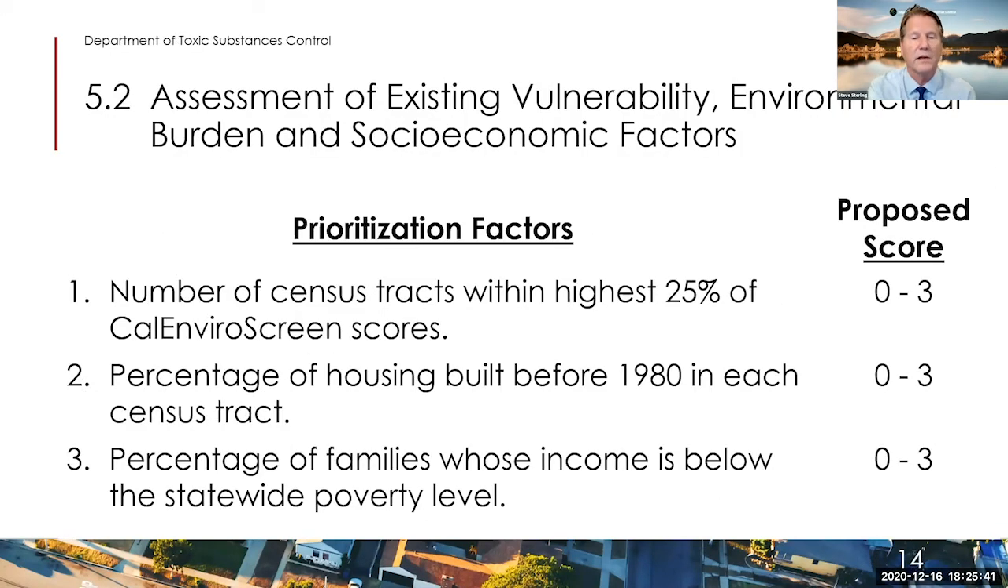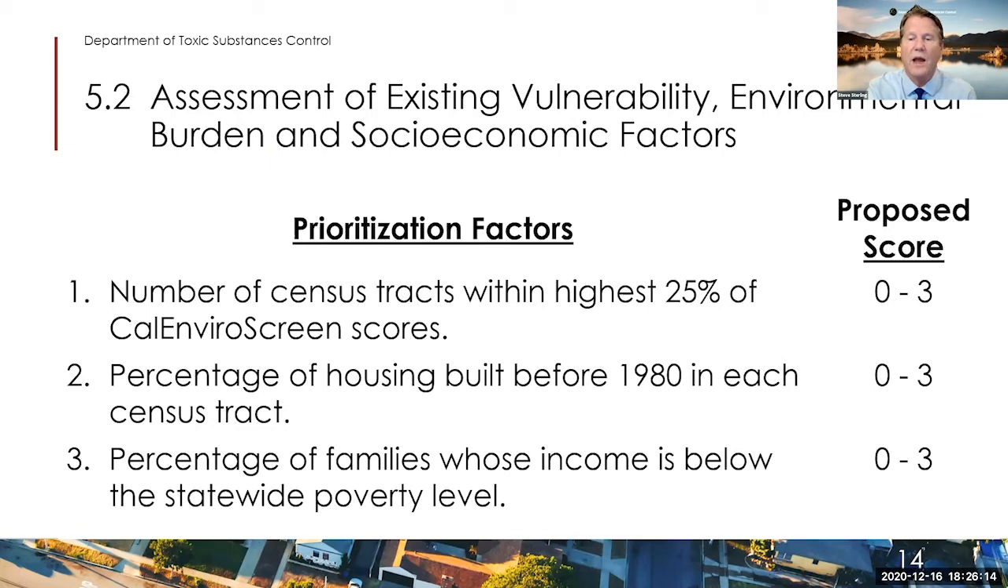Now on slide 14, we will describe the second category of prioritization factors considered in our scoring process. This category involves the assessment of existing vulnerability, environmental burden, and social and economic factors. The first factor in this category is the number of census tracts with higher CalEnviroScreen scores located within 1/4 mile of the lead acid battery recycling facility being scored.